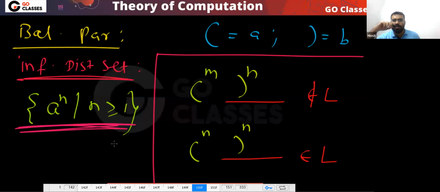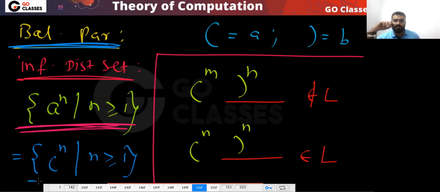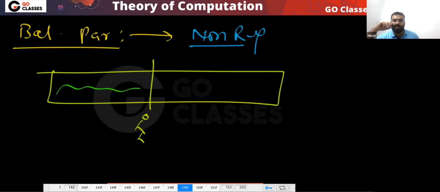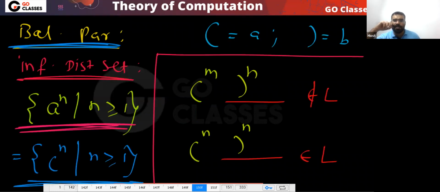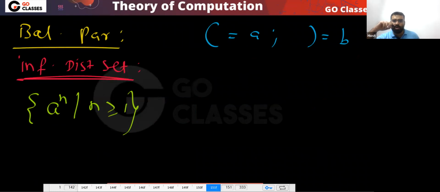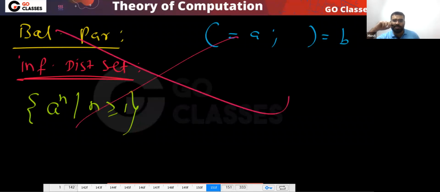Agree or not? For this language, balanced parenthesis, this set will work. This is your infinite distinguishable set. So I can say this language is non-regular. Very easy, right? This formal method is much easier, much more intuitive, and it gives you much more knowledge. So this is the idea. Let's move on now.